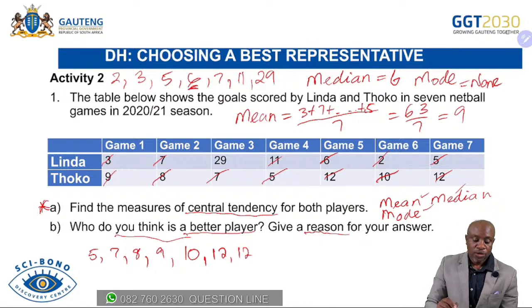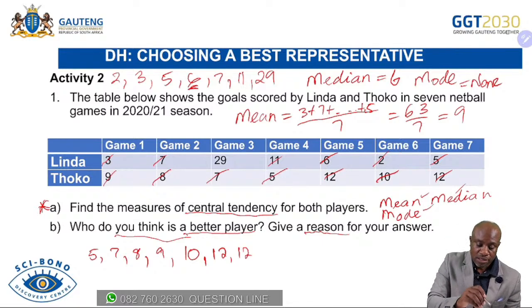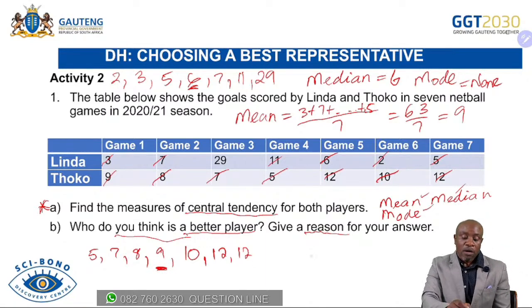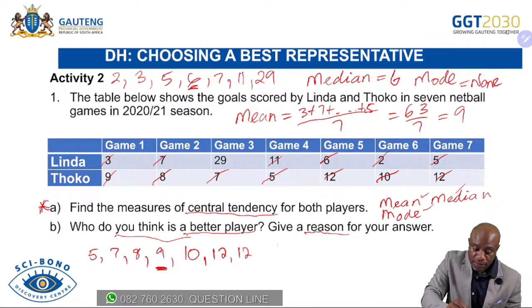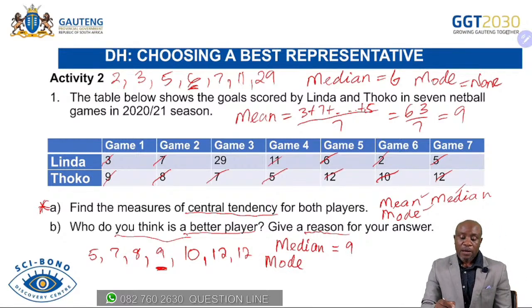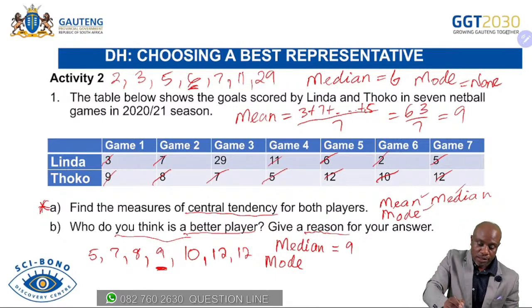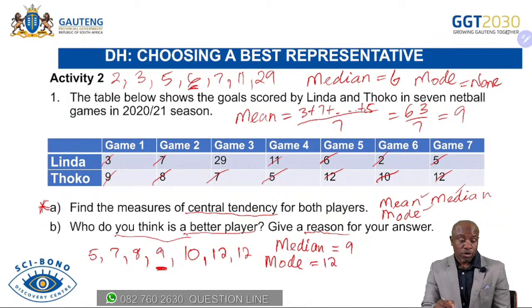It's very important to know that we have to arrange numbers in ascending order. Like Linda's scores, we have the median as the 4th number, so that we have 3 numbers on the left and 3 numbers on the right. So the median for Togo is actually 9. And the mode, let's look at the mode. The mode is the number that appears more than once, and that number is 12. So the mode for Togo is 12.